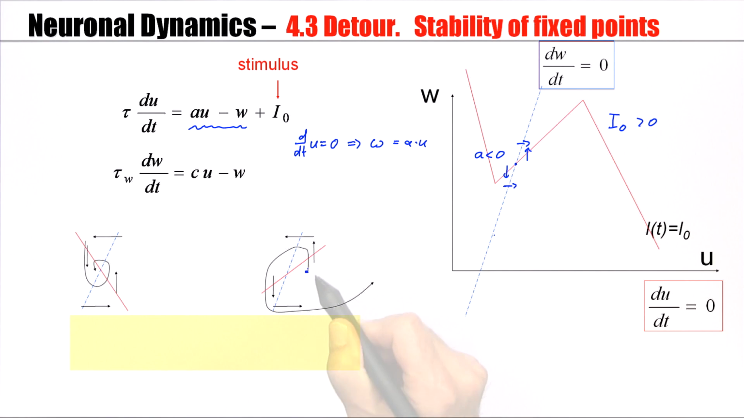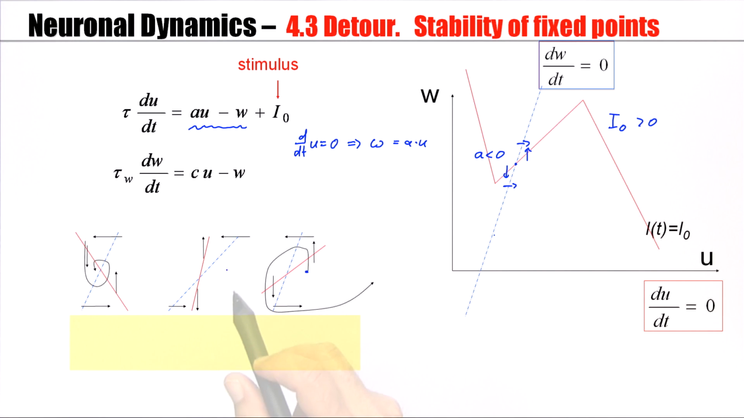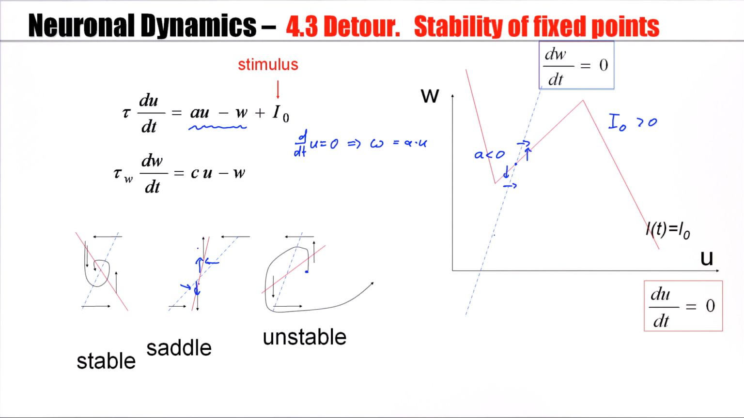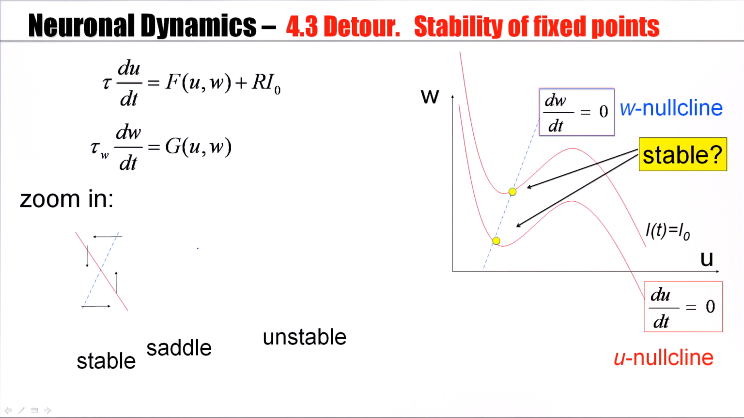If I start at this point here, the trajectory will circle outwards. It will go away from the fixed point. You can imagine yet another scenario, and in this case, it doesn't have this rotational component. Rather, in this direction, it's attracted towards the fixed point, whereas in the other direction, it's going away from the fixed point. That would be called a saddle.